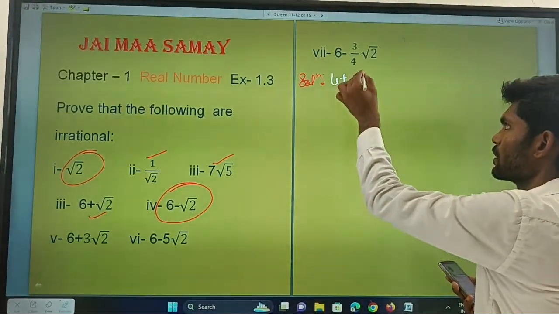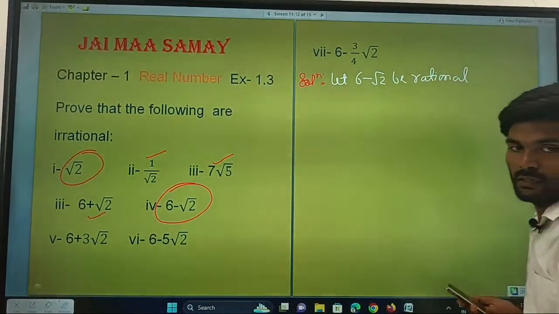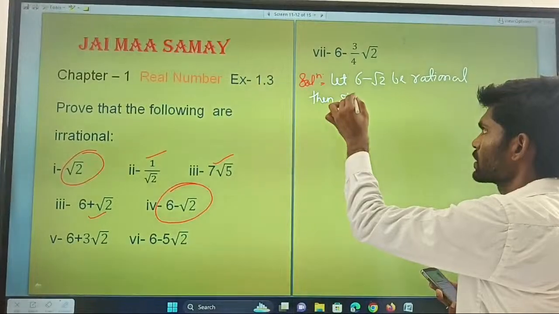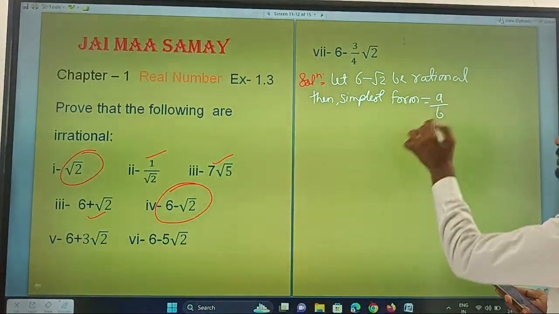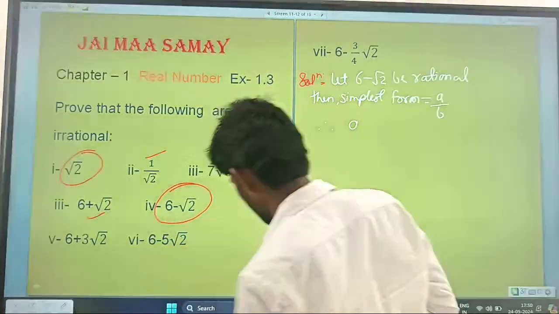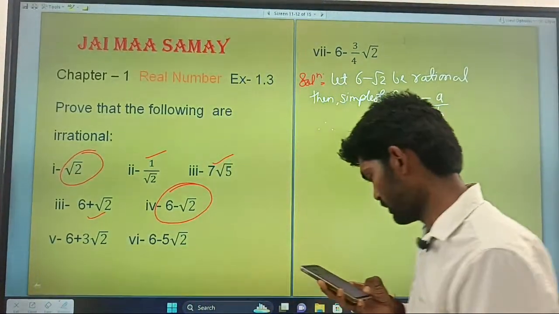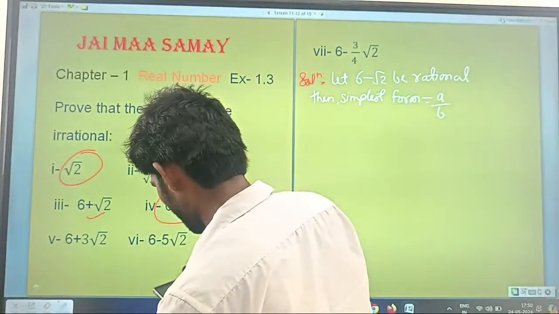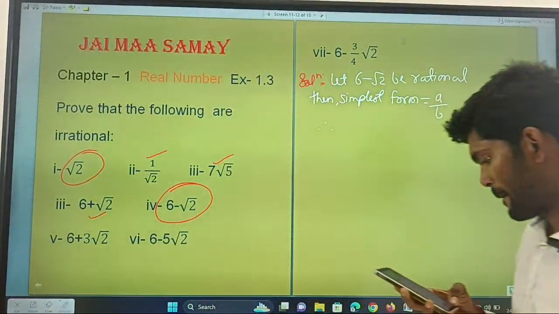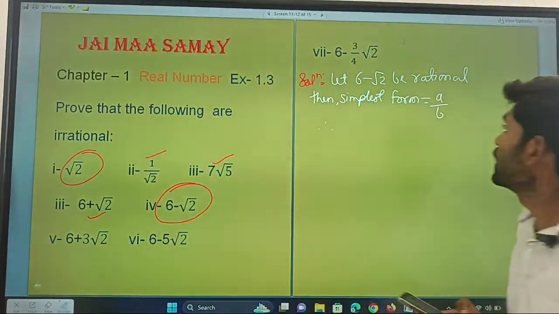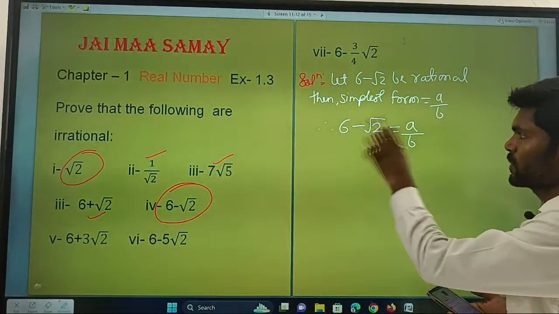let 6 minus root 2 be rational. Clear? Then in simplest form, A upon B. Therefore, note down: 6 minus root 2 is equal to A upon B. Clear now?